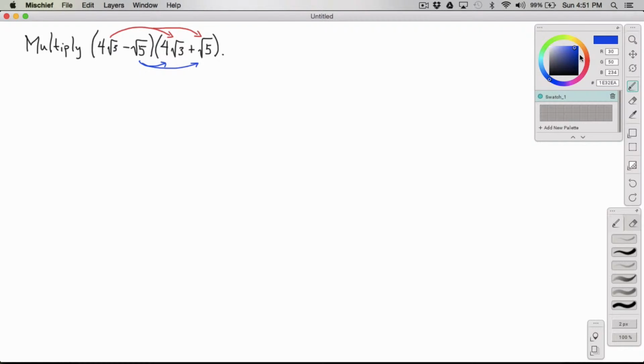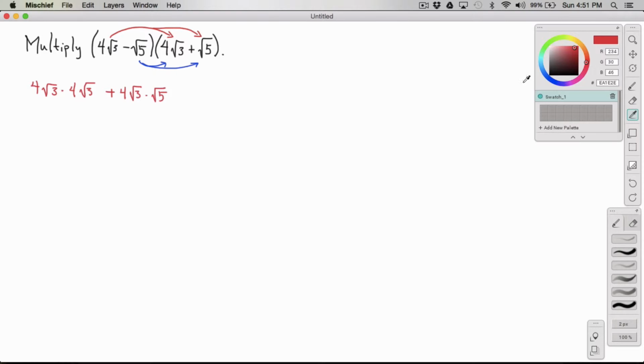To help keep track of this, we'll do these in color. Let's do the red set of distributions first. I'll write all these steps out, and then we'll go through the simplifying of all the radicals. We have 4 square root of 3 times 4 square root of 3. Then the next one, plus 4 square root of 3 times the square root of 5.